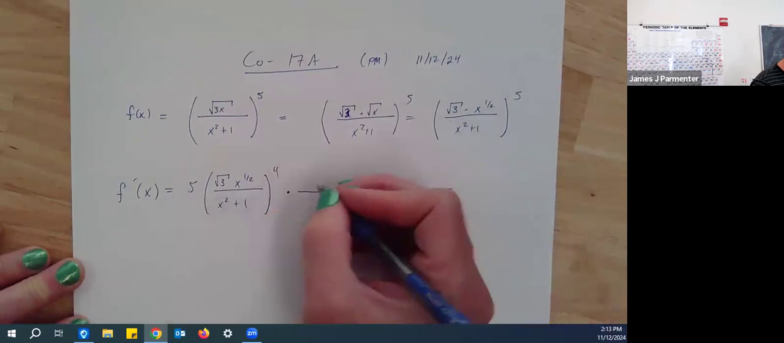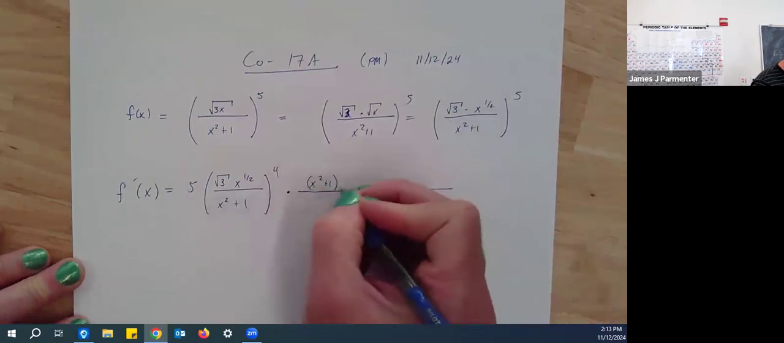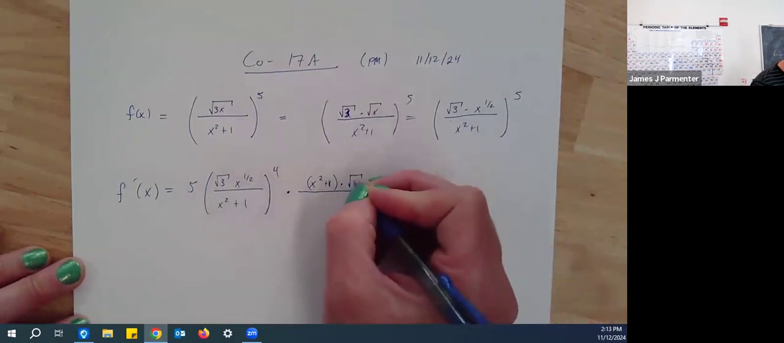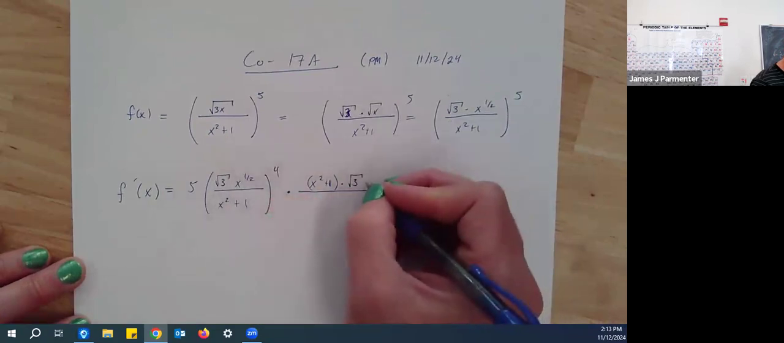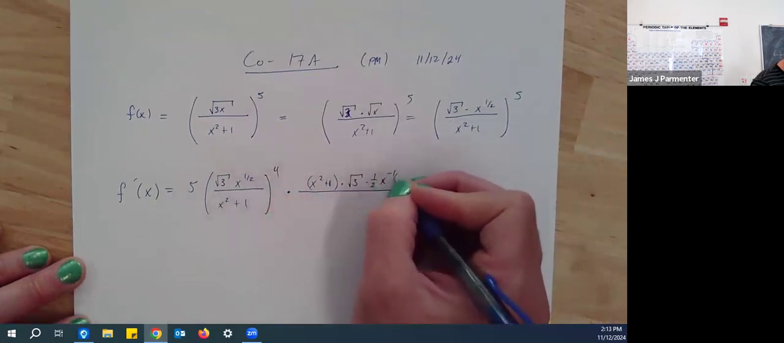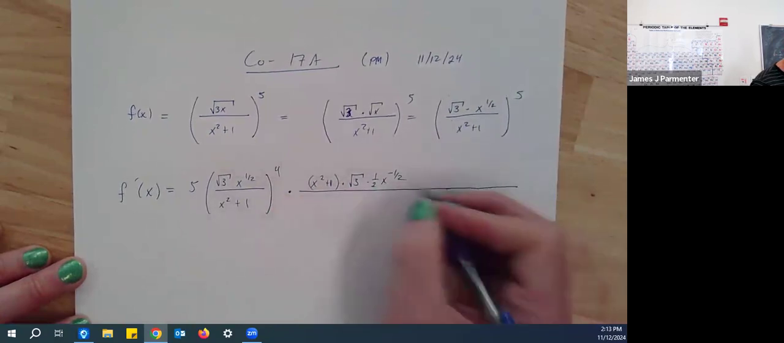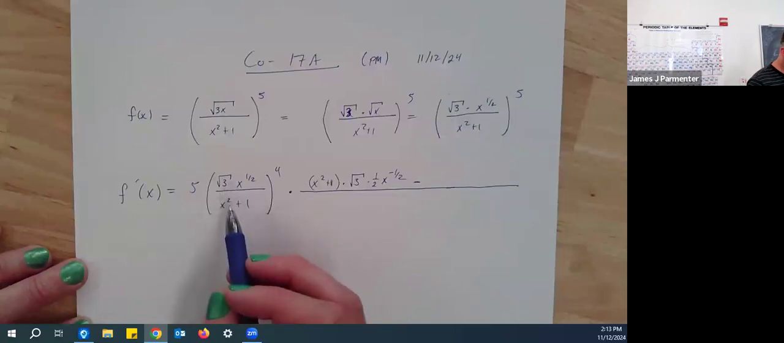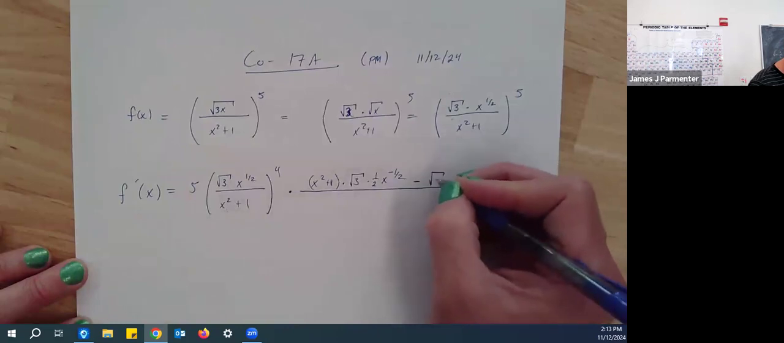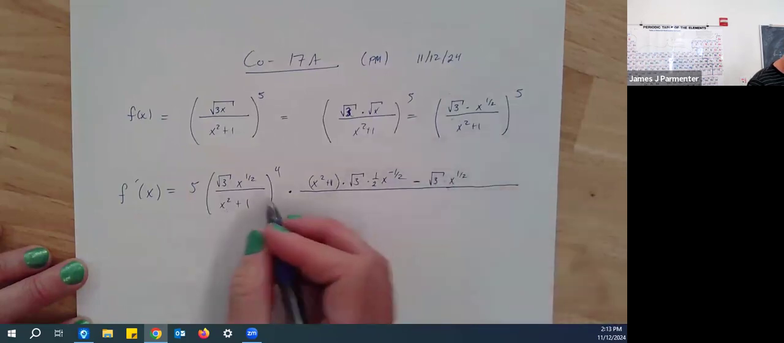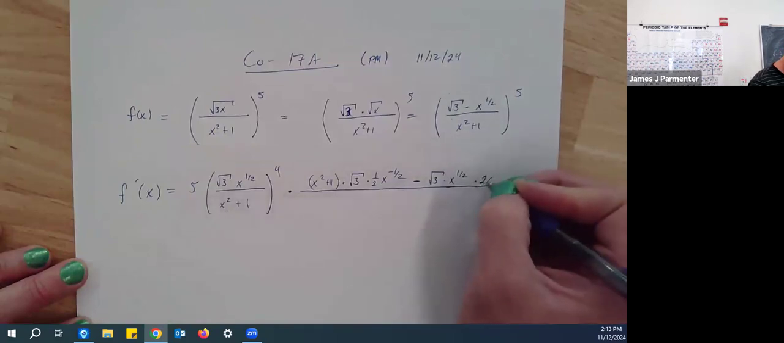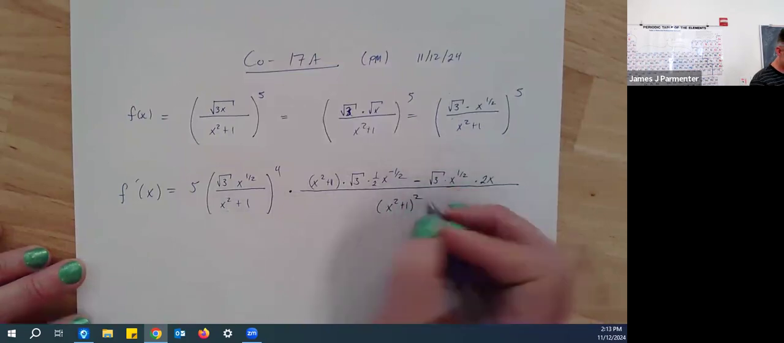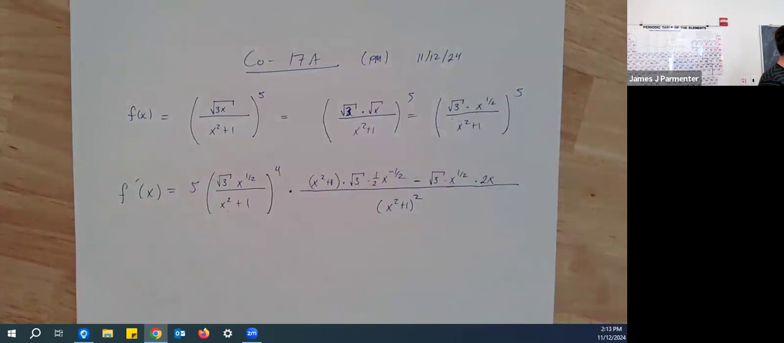It's going to be the bottom, x squared plus 1, times the derivative of the top. So the derivative of the top, the square root of 3 is a constant that's going to hang out, and the derivative of x to the 1/2 is going to be 1/2 x to the negative 1/2. Subtract and switch it up. Now instead of the bottom times the derivative of the top, it's the top times the derivative of the bottom. So you're going to have the square root of 3 times x to the 1/2 times the derivative of x squared plus 1, which is 2x, all divided by the denominator squared. So it's pretty messy.